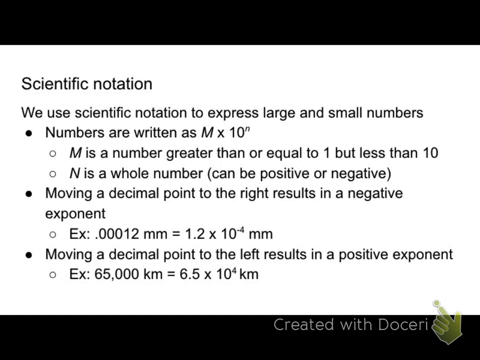When we are putting a number into scientific notation, if you move the decimal point to the right to make it into scientific notation, then your exponent will be negative. So 0.0012 is going to be 1.2 times 10 to the negative 4. Okay, because you had to move that decimal point 4 spots to the right, so it's to the negative 4. If you move the decimal point to the left, then you're going to end up with a positive exponent. So 65,000 is going to be 6.5 times 10 to the 4th, because you moved that 4 spots to the left.